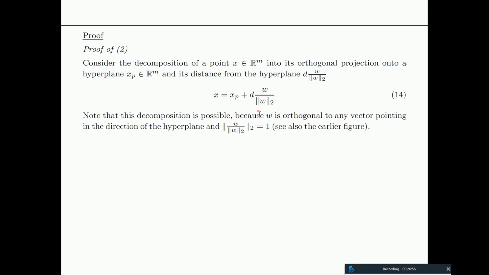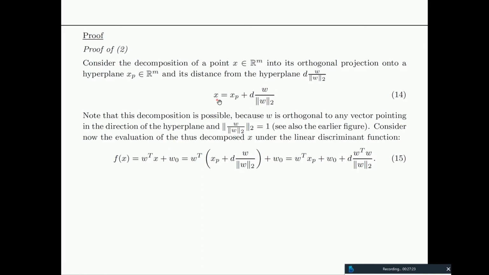This works because w is orthogonal to any vector pointing in the direction of the hyperplane, and the length of this thing here, w divided by its norm, is 1. And then you scale this 1 by the distance number d, a scalar. Now, if we write x like that and then put x into the linear affine function, we get the following. So this is f, how it's defined. Then we put in our decomposed version here and multiply out. So we get w^T xp plus w0 plus, where did this come from? w^T xp.